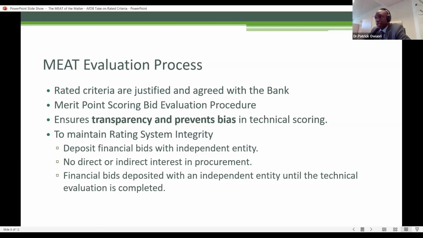The key issue here is that once bids are opened, we expect that since it's a two-envelope system, the financial bids are deposited with an independent entity with no direct access to the evaluators, and that these are only released once the technical evaluation process is complete.